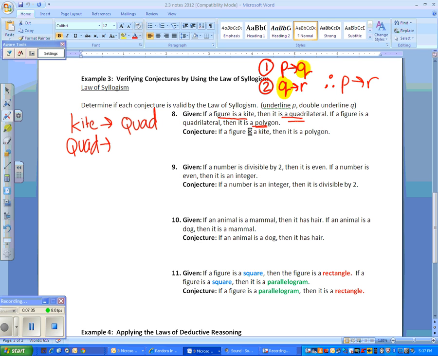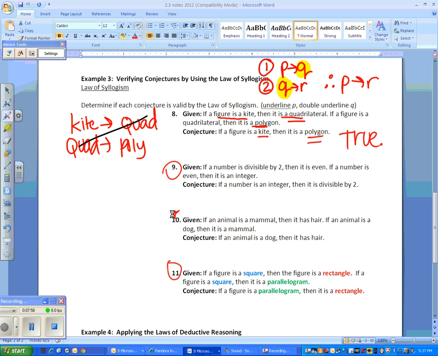This is your hypothesis. Okay, notice how the quadrilaterals, see how they repeat? You cross them out. What you conclude is, if it's a kite, it will be a polygon. And that's exactly what this one says. If it's a kite, then it is a polygon. So this is a true statement. You're going to go ahead and try number 9 and number 11. Let me try number 10.